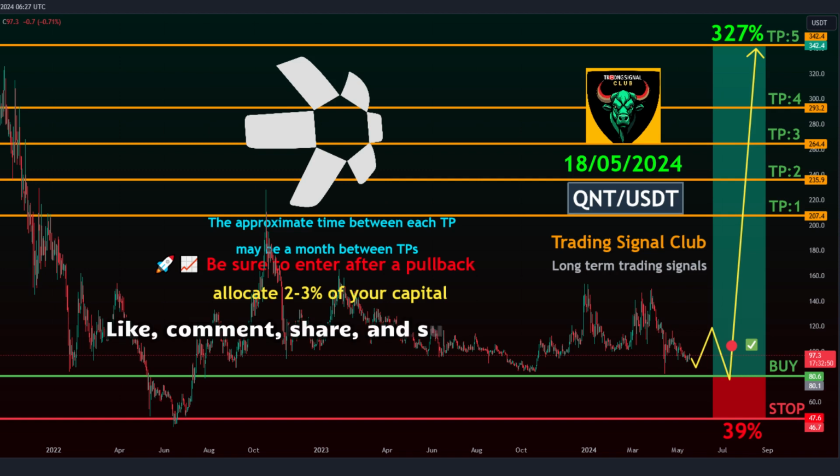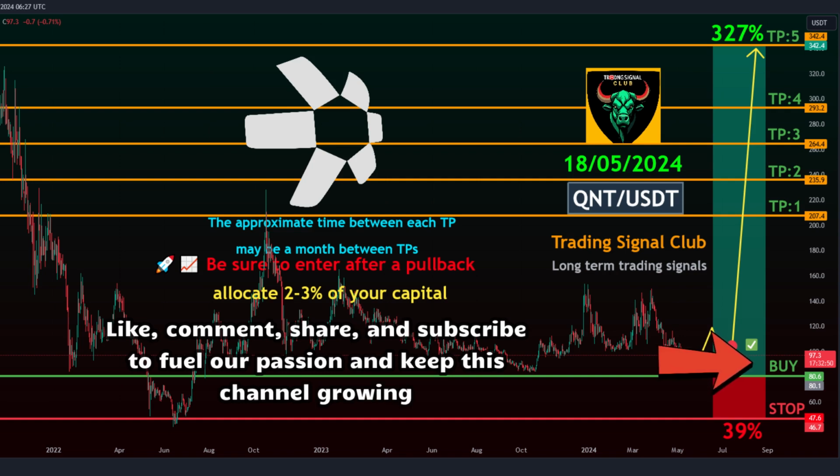Trading style: spot trading. Target time frame: around 1 month. Entry levels: 80.6 to 106.9. Take profit targets. Target 1: 207.4. Target 2: 235.9. Target 3: 264.4. Target 4: 293.2. Target 5: 342.4.